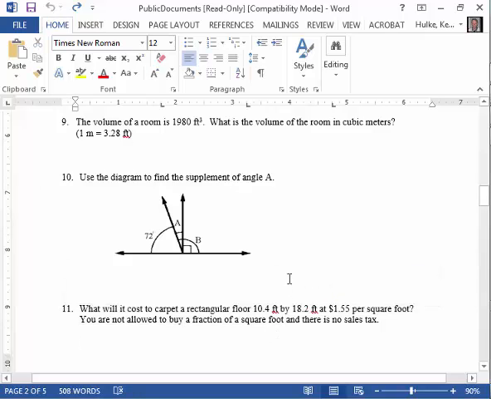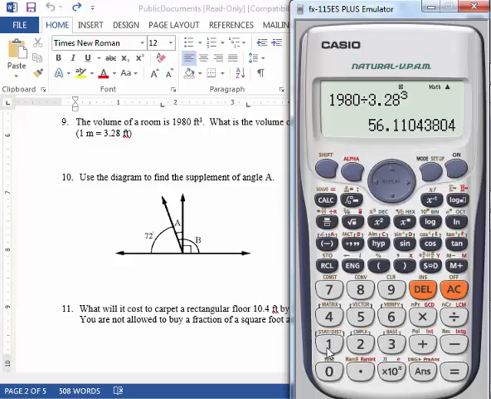Angle A has a measure of 72. Minus away from 90 is 28 degrees. So you would take 180 minus 28, and its supplement is 152 degrees.